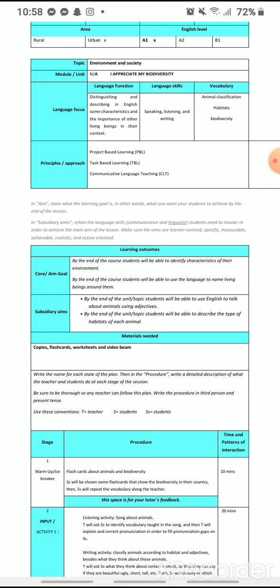And second, language skills. We use speaking, listening, writing. And the last one is vocabulary: animal classification, habitat, and biodiversity. Next is approach. Here we use three approaches: project-based learning, task-based learning, and community language teaching.